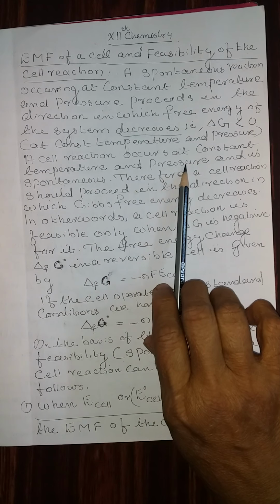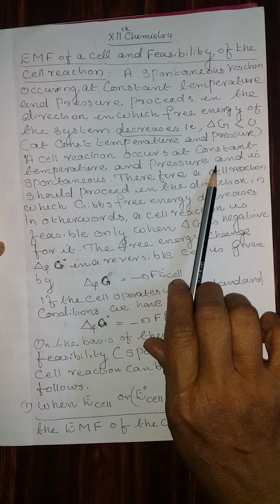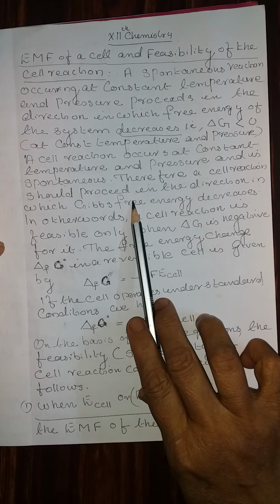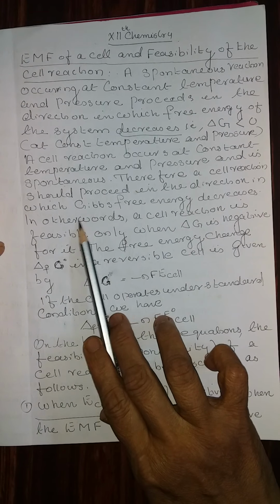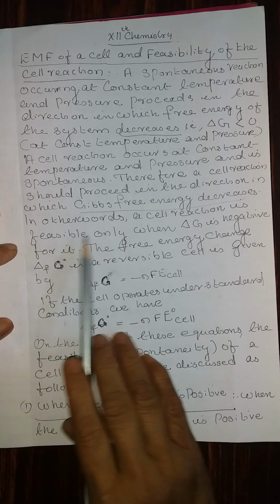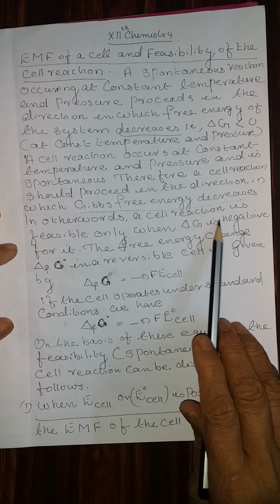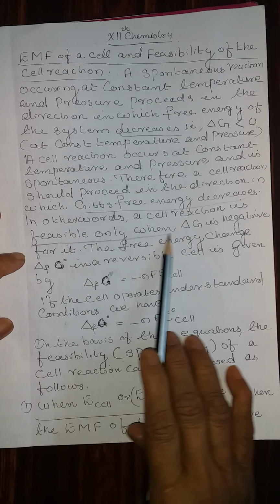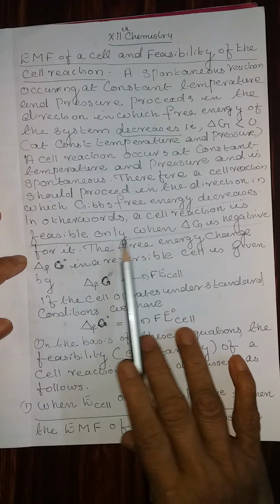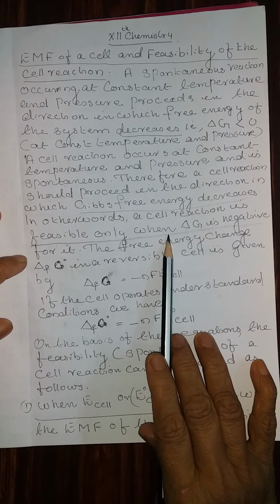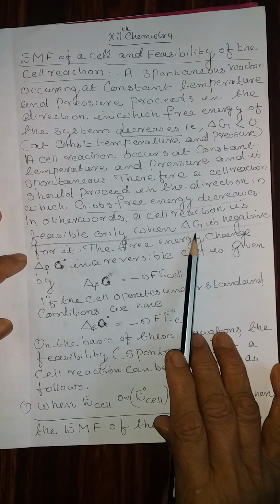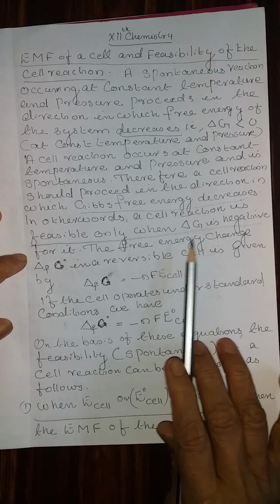A cell reaction occurs at a constant temperature and pressure and is spontaneous. Therefore, a cell reaction should proceed in the direction in which Gibbs free energy decreases. Another fill in the blank question. In other words, a cell reaction is feasible only when delta G is negative. Another fill in the blank, and this is the basis of doing assignments: whether a cell reaction is spontaneous or not, or whether it is feasible or not.